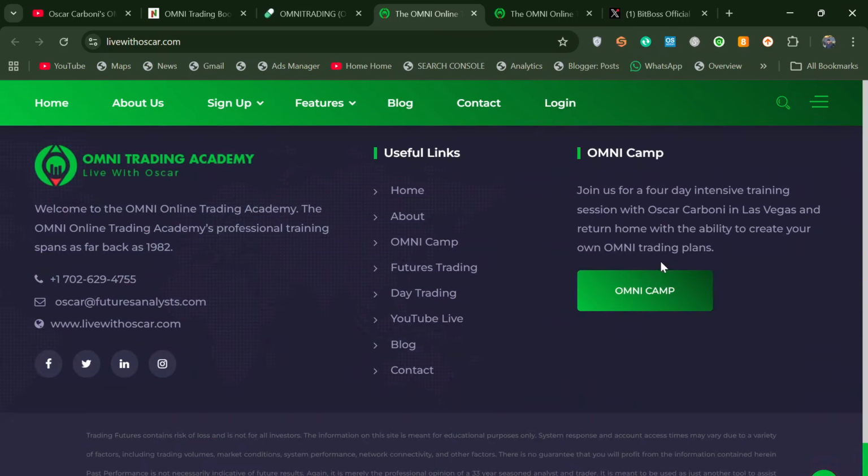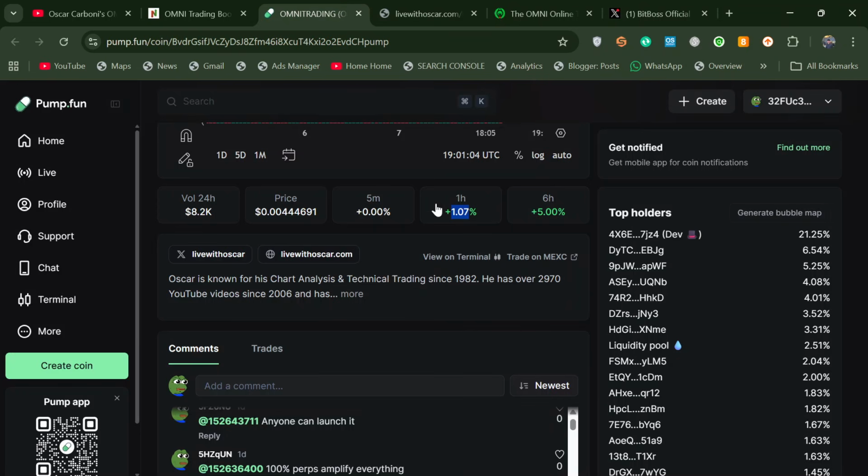And below you can check other options. There is also a blog option available. In the blog section you can check everything related to blogging and related to this market. Now I go back to the Omni trade option.